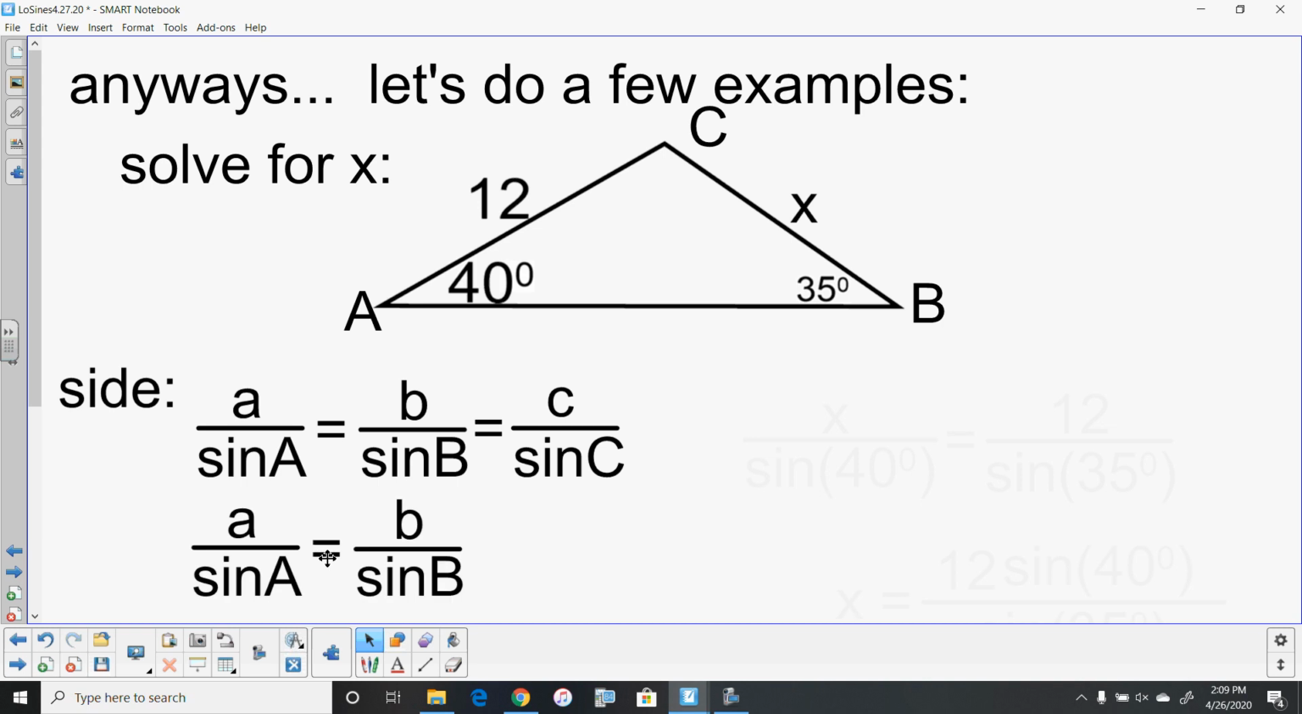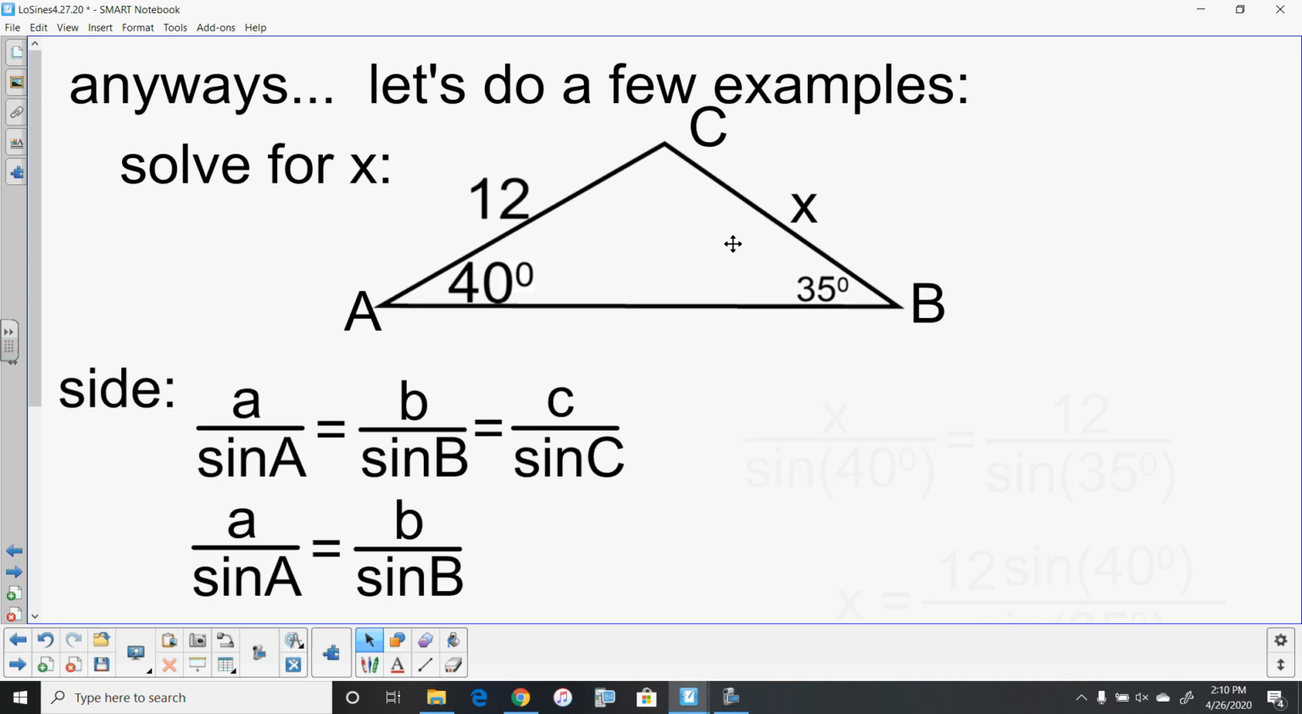So I'm going to use side A, which is across from angle A, over sine of A, equals B, the side across from angle B, over the sine of B. And again, like everything else, guys, if you're getting a little bit intimidated by this right now, take a deep breath. It turns out to not be as hard as you think. Always does, okay? So let's plug in what we know.